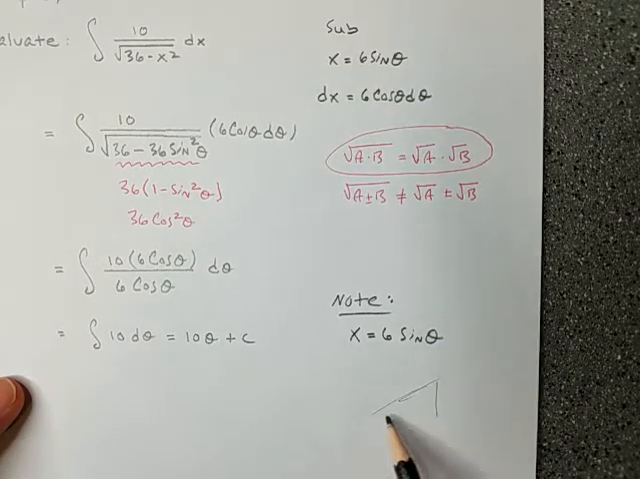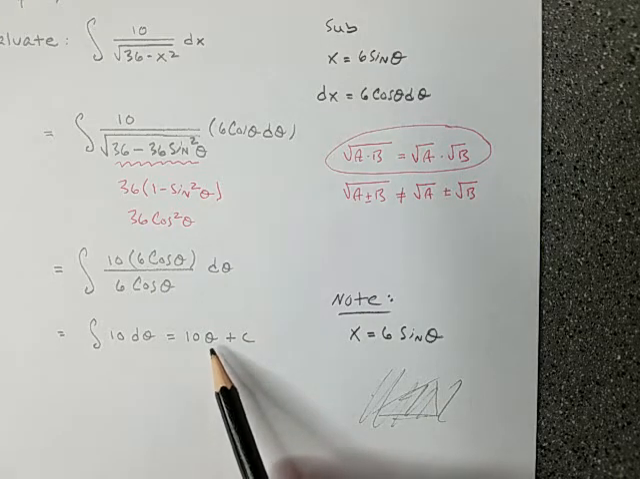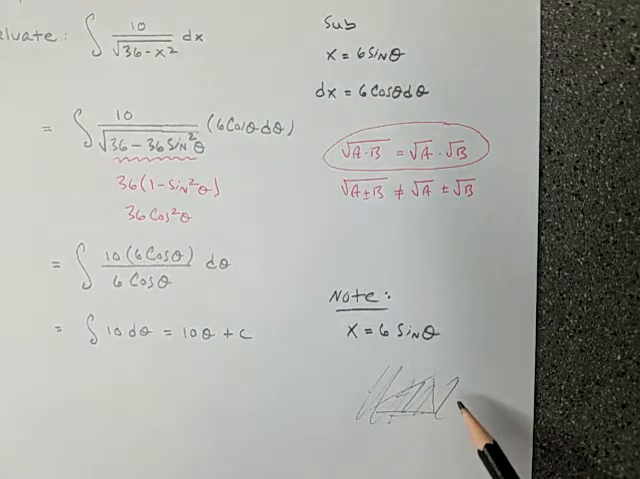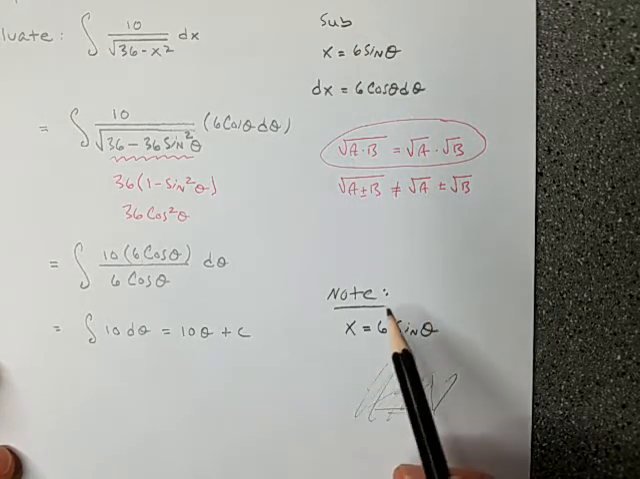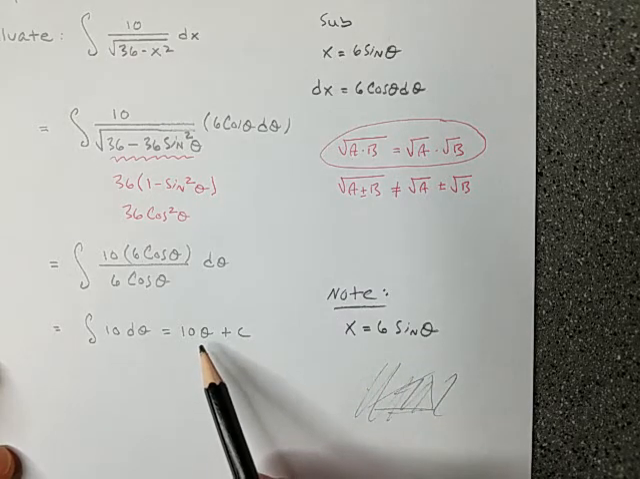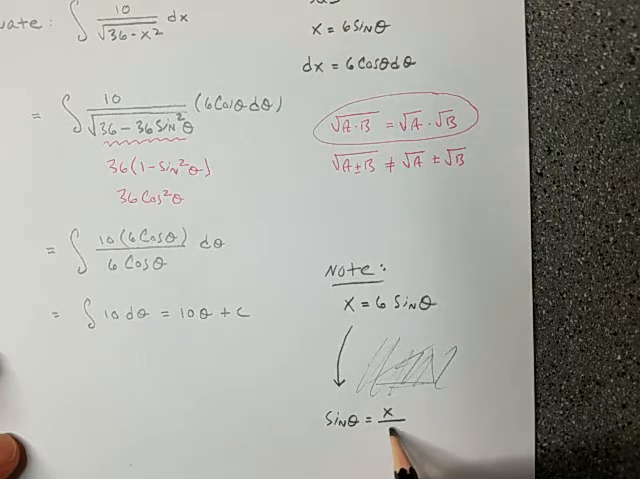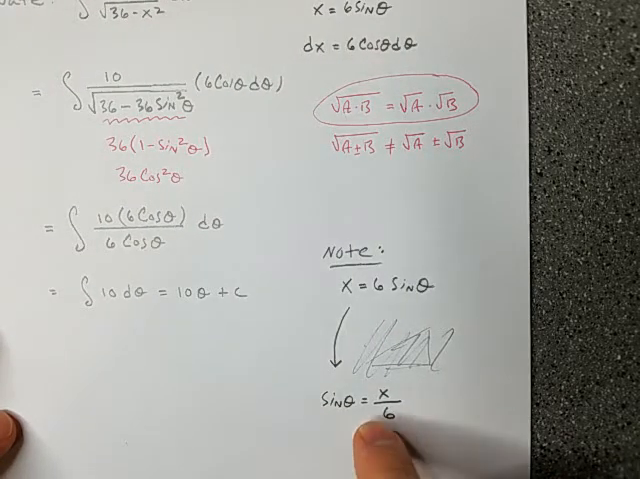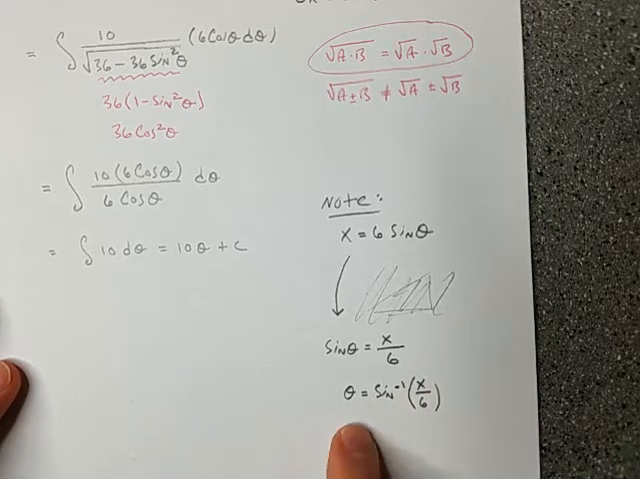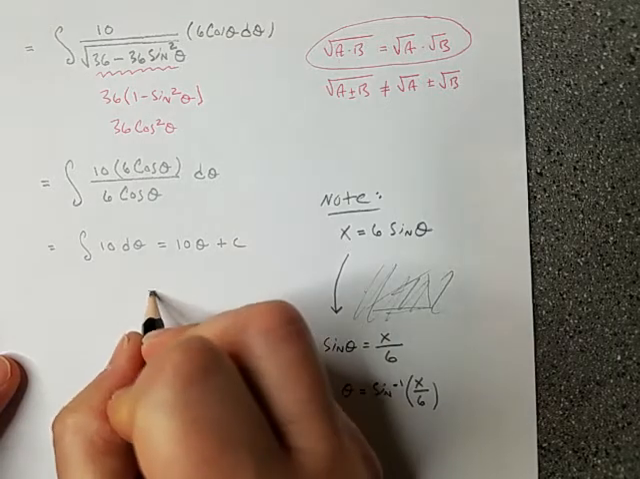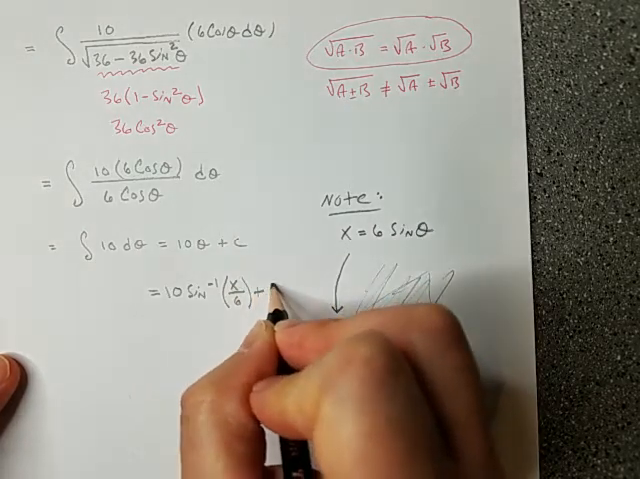Do we draw a triangle? No, that's not going to help us this time. Why not? Well, because that doesn't say cosine theta or secant theta. It's not something that we look at a triangle and say, well, you want the opposite over the adjacent or something like that. This is just theta. Okay? So how about this? If you could solve this equation for theta, that would be the substitution back for x. All right? So here's what we want. Let's say sine theta is x over 6. Could you agree with that? And then that would make theta equal to inverse sine of x over 6. There we go. That's what we want. That's what theta is in terms of x. So our answer will be 10 times inverse sine x over 6 plus c.